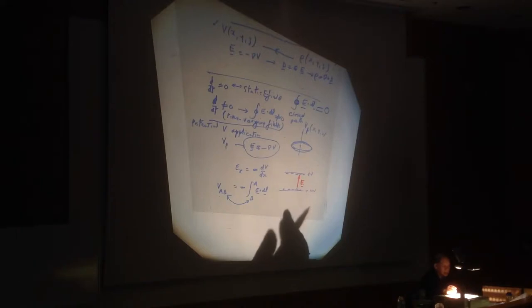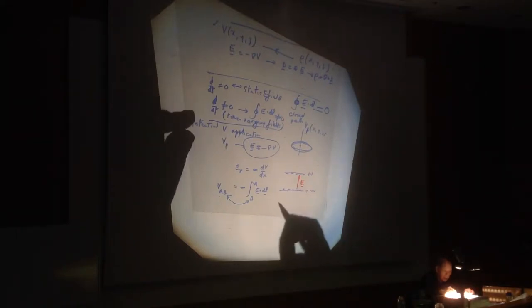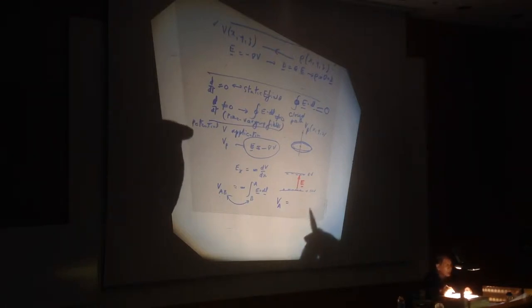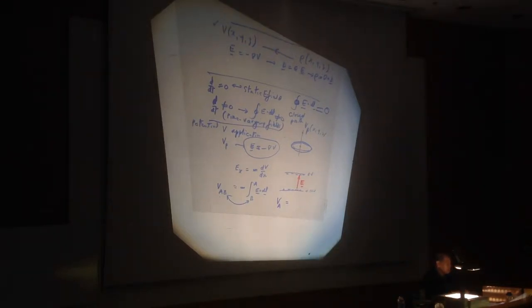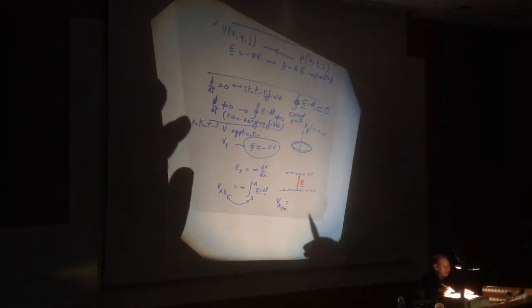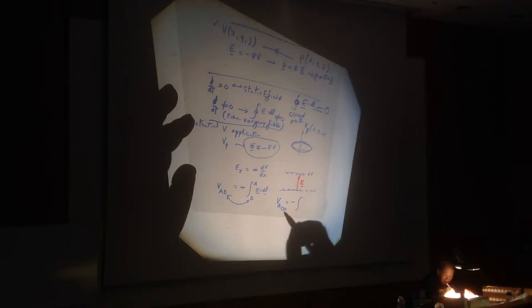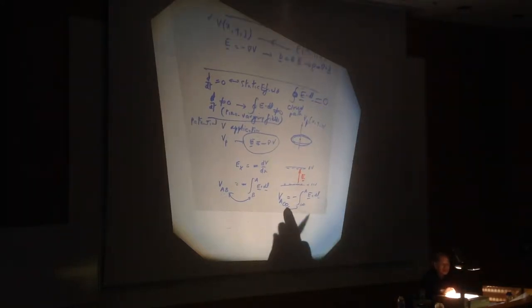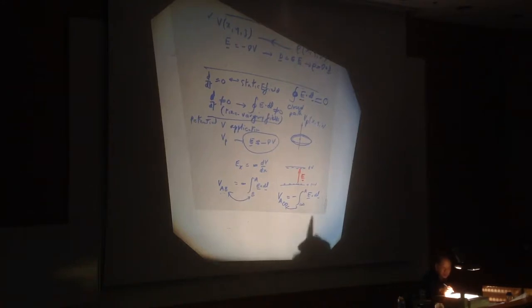But sometimes when people say the potential at A without saying anything else, of course the potential at A by itself has no meaning, but what they are saying is, don't be silly, I am referring to infinity. Referencing it, V at A is minus the integral from infinity to A of E dot dL. Same definition, but the lower limit is infinity instead of B.